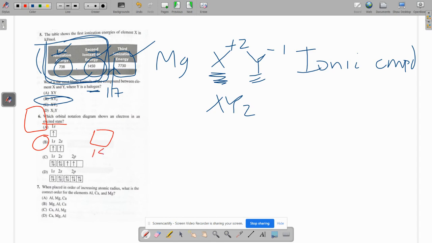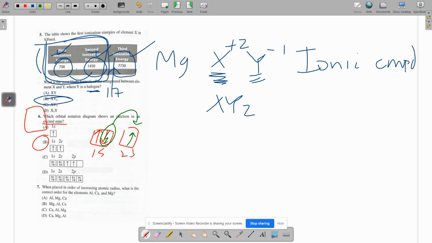If I use these boxes, it would be 1s, and you'd have to fill it before you went to 2s. So what happened here is that this electron must have gained energy from maybe a flame or electricity, and it got promoted and jumped up here. So that's an excited state, because it didn't fill the lowest energy orbitals first. So B is the answer.